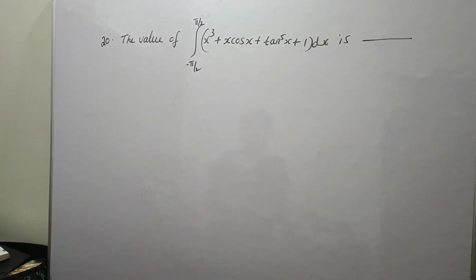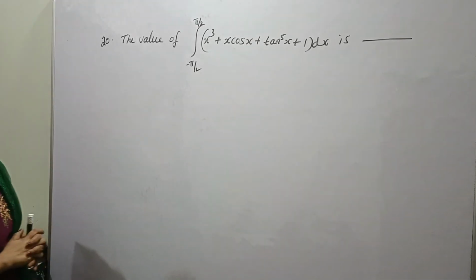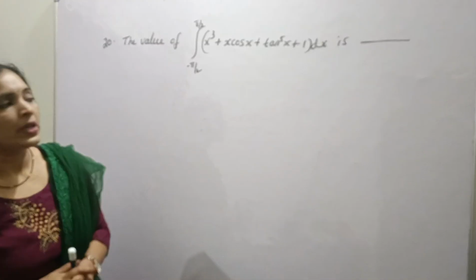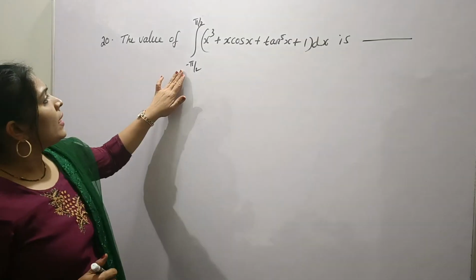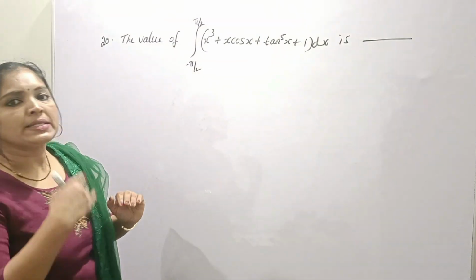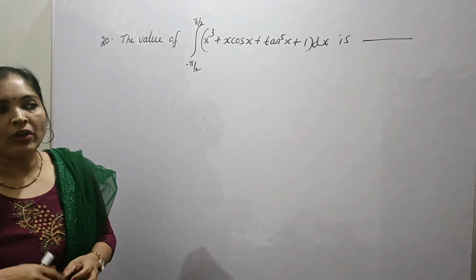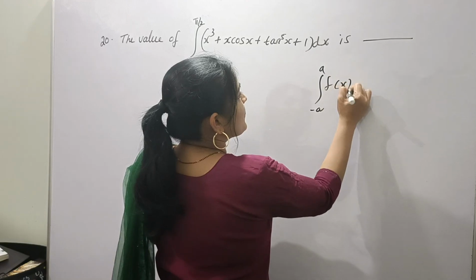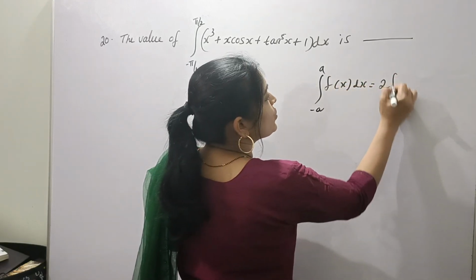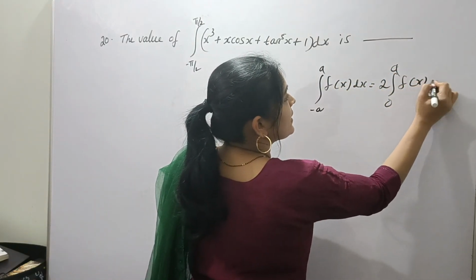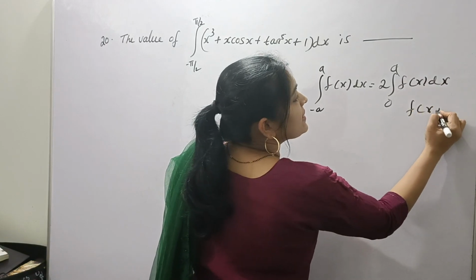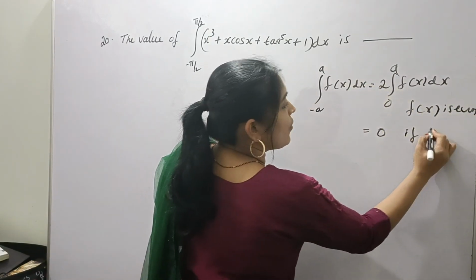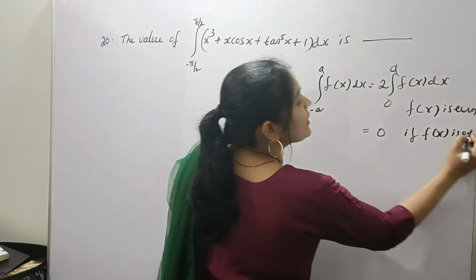The value of integral minus pi by 2 to pi by 2 of x cube plus x cos x plus tan raised to 5 x plus 1 dx is dash. See here, this integral is of the form integral minus a to a f of x dx, right? We have a property: integral minus a to a f of x dx is equal to 2 into integral 0 to a f of x dx when f of x is even. Otherwise, if f of x is odd, it is equal to 0.